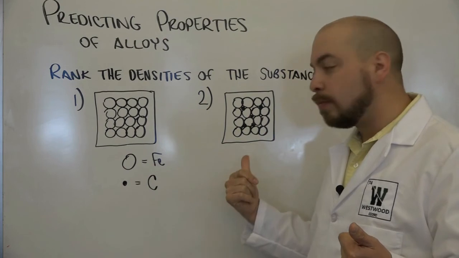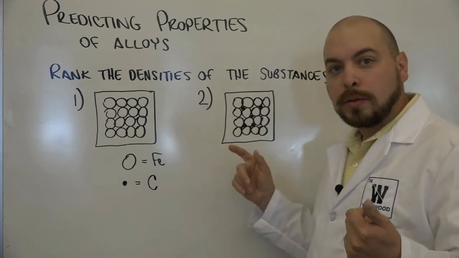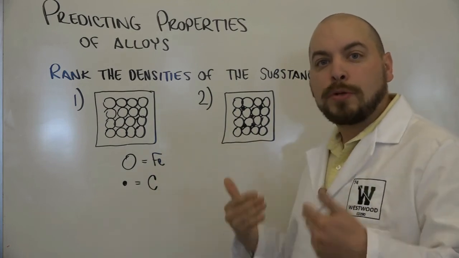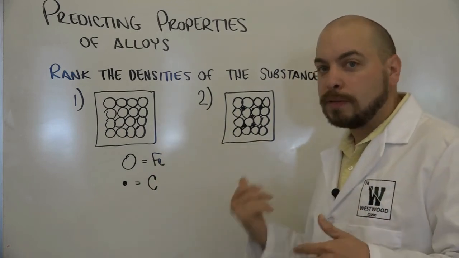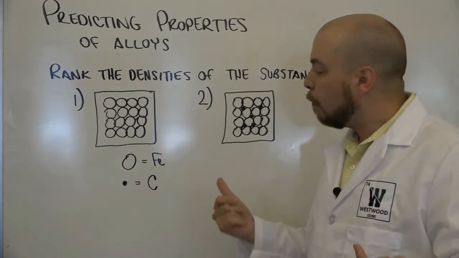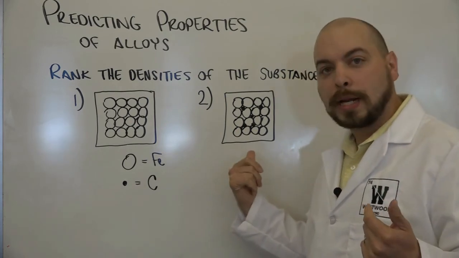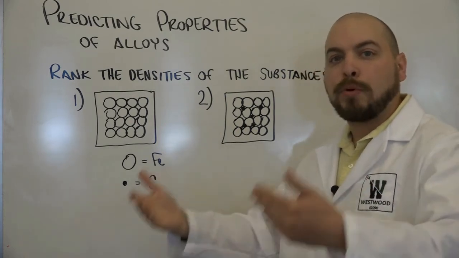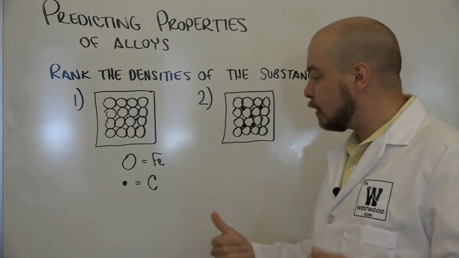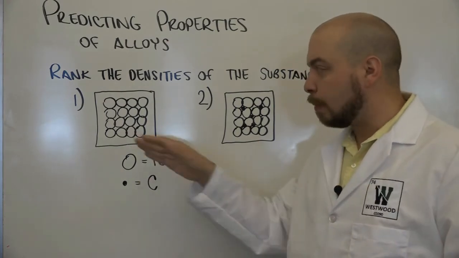Now, in the case of this alloy, if I were to try to rank the densities, remember, it's based off of mass per unit volume. Interstitial alloys, the volume's not changing dramatically, but the mass is. Because I'm using those little gaps in between the iron atoms to fit those carbon atoms, I have more mass per unit volume, and as such, the alloy, in this case the steel, would be more dense than the pure iron itself.